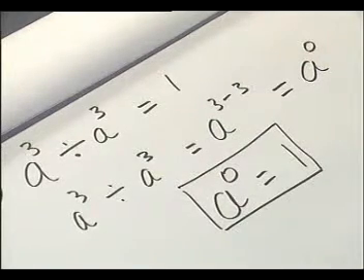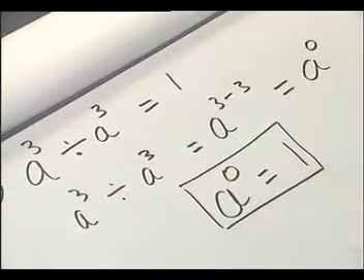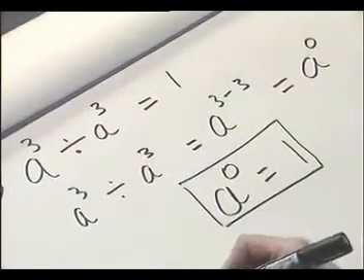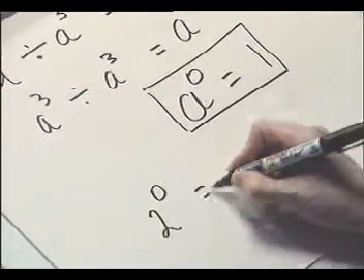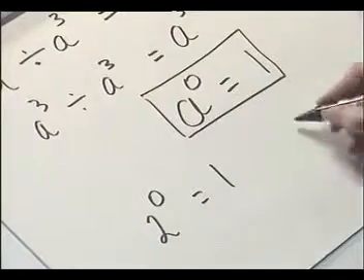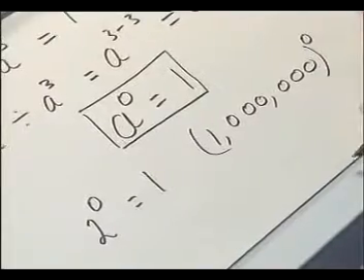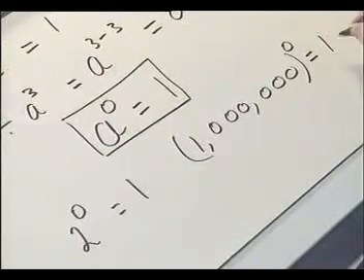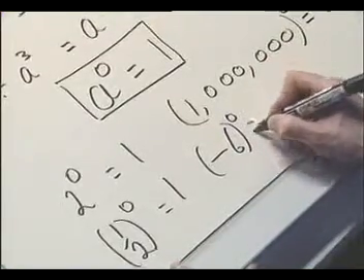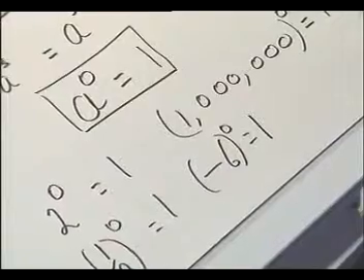Our fourth result, if you like. What does this mean? In effect, it means that any number raised to the power 0 is 1. So if we take 2 and raise it to the power 0, the answer is 1. If we take 1,000,000 and raise it to the power 0, the answer is 1. If we take something like 1/2 and raise it to the power 0, the answer is again 1. If we take -6 and raise it to the power 0, the answer's 1.